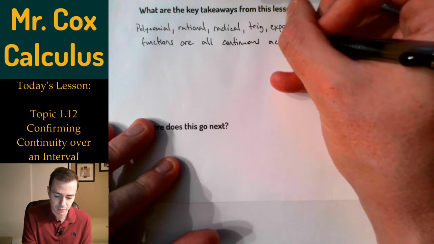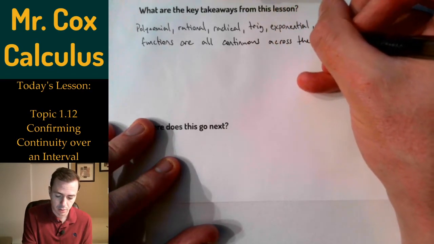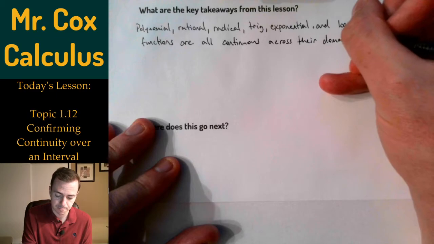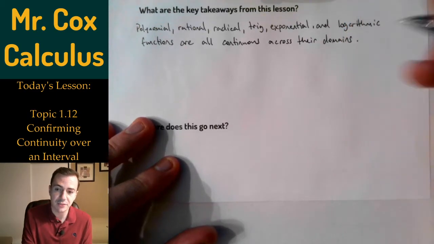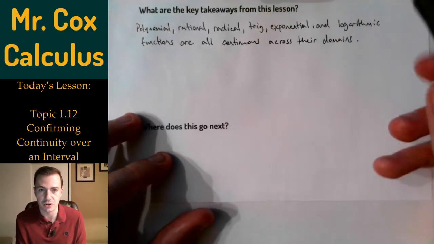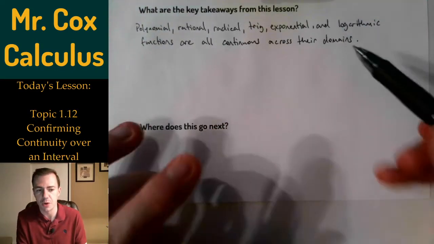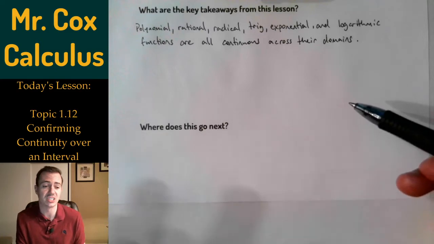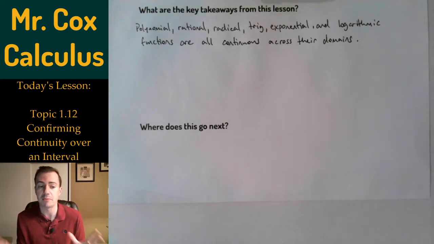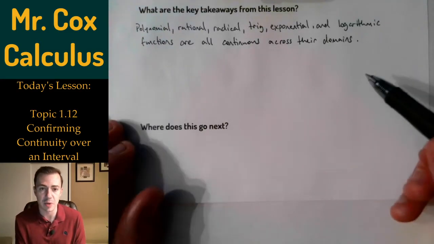across their domains. So we might have to exclude some values that are not in their domain. For example, if I gave you a rational function, we still can't divide by 0, but we can say that that function is continuous everywhere except for where we're getting a denominator of 0.